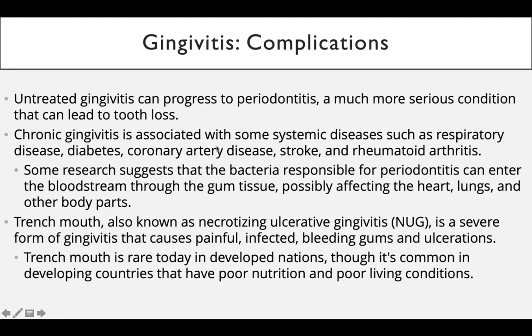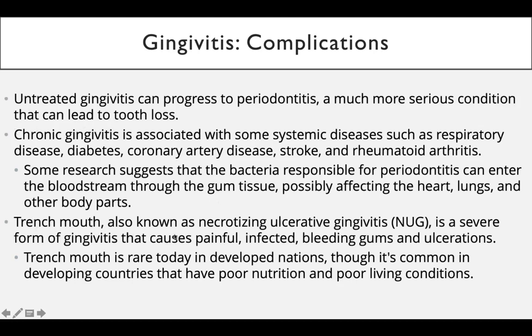Chronic gingivitis is associated with some systemic diseases such as respiratory disease, diabetes, coronary artery disease, stroke, and rheumatoid arthritis. Some research suggests that the bacteria responsible for periodontitis can enter the bloodstream through the gum tissues, going to the heart, endocarditis, lungs, empyema, and other parts of the body, causing different diseases. So we have some association. So we need to prevent gingivitis too.